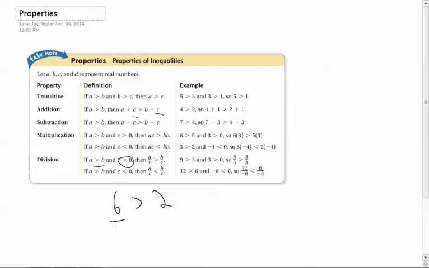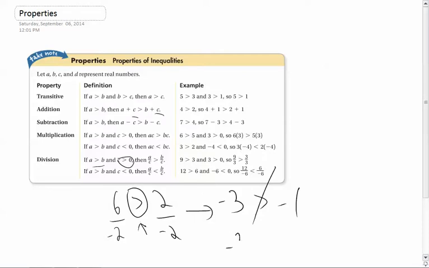If I divide this by negative 2 and this by negative 2, and I left this symbol the exact same, what you're going to have is negative 3 is greater than negative 1, which is a false statement. That's not actually true. And so what we have to do is flip this around. So in fact, I should have said negative 3 is less than negative 1.